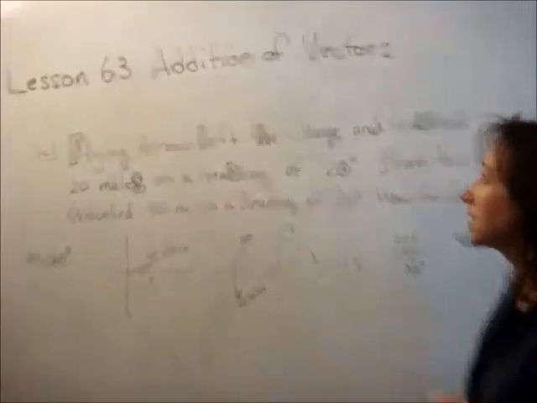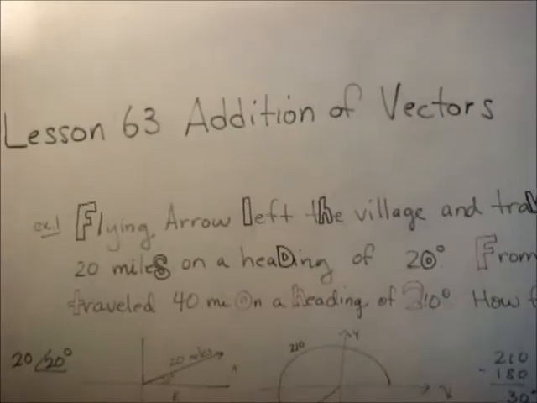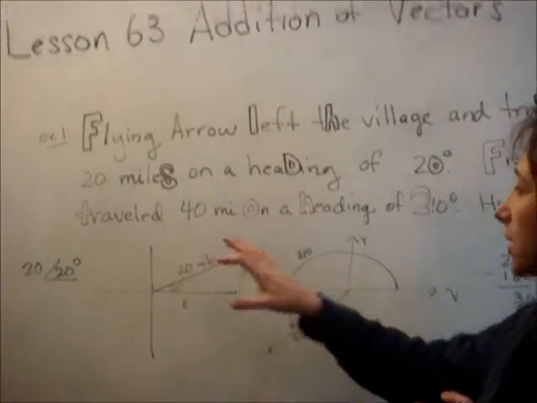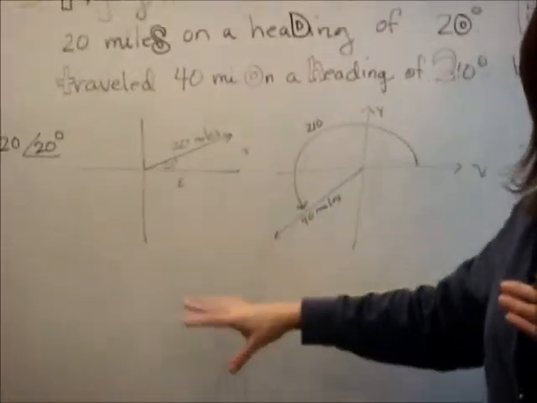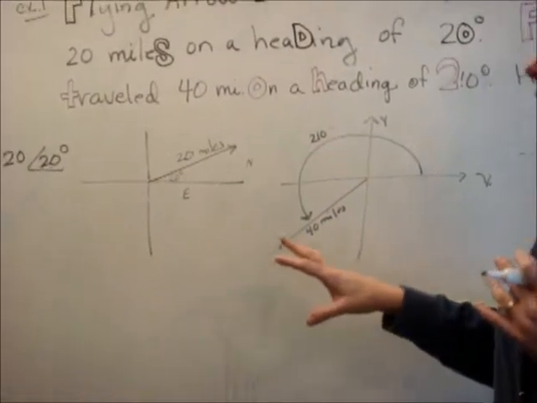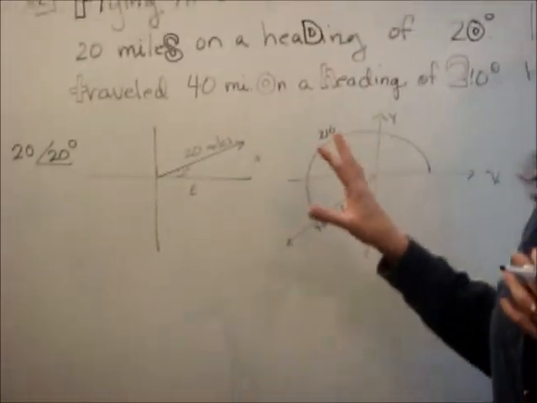Today we're doing lesson 63, addition of vectors. This isn't really difficult. We're going to take two problems, take them from polar form, change them into rectangular form, and add them together. And that's basically what we're going to be doing in our lesson today.